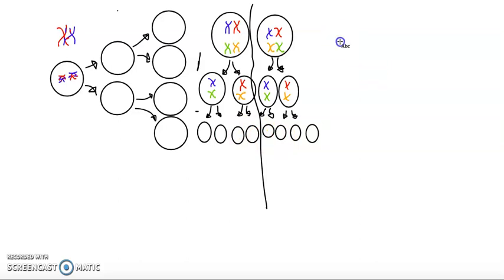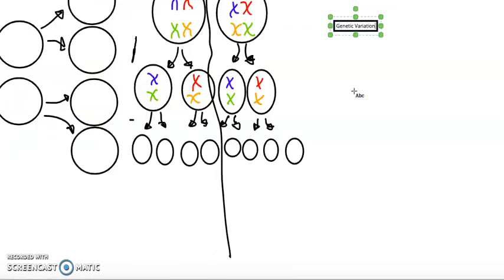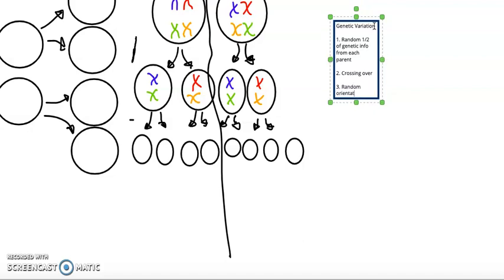So this does help to demonstrate the idea of genetic variation and what actually causes genetic variation. Remember, there are 3 things happening here that are increasing genetic variation in offspring. One of them is the basic fact that you have random half of genetic info from each parent. 2 is crossing over events, where you have the exchange of genetic information. And 3 is the random orientation of the homologous chromosomes. Thanks very much.